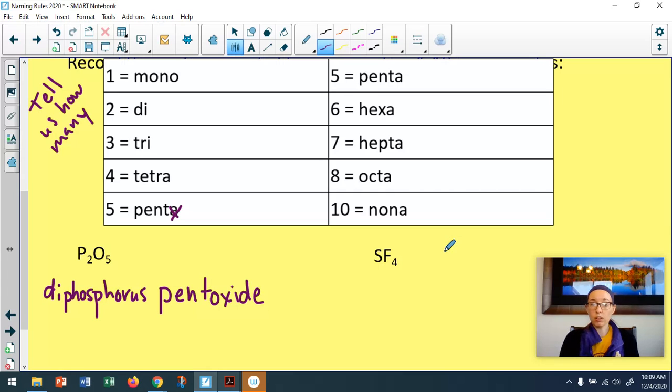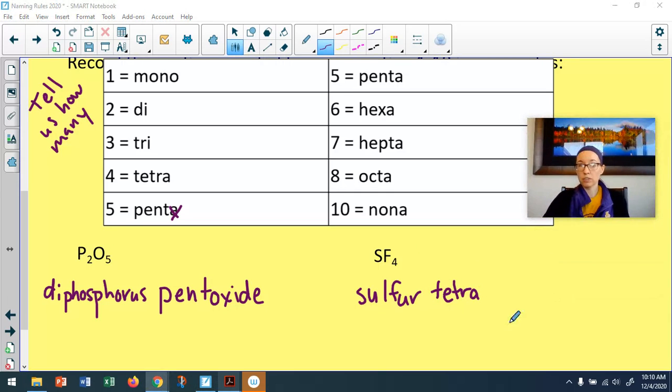Over here with SF4, we have one of the first atom, so we just write sulfur. This is where we do not include the mono. This is so common, it's one way to simplify the names that we don't have to constantly be saying mono sulfur or mono something else. Then 4 would be tetra. Fluorine starts with a consonant, so we say tetra fluoride.